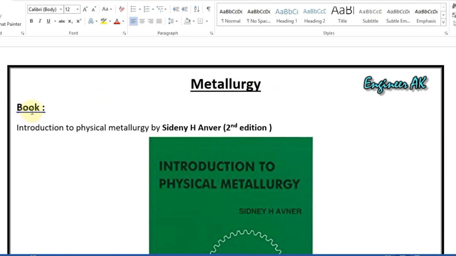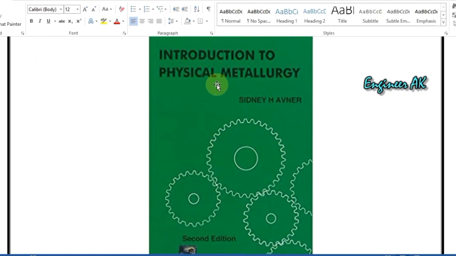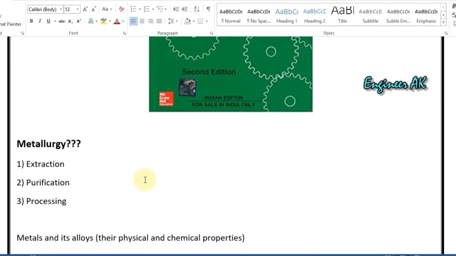The book that I am following for this course is Introduction to Physical Metallurgy by Sydney H. Avner, second edition. And this is the cover page of the book. Okay, so what is actually metallurgy?